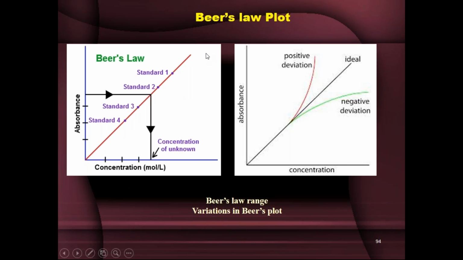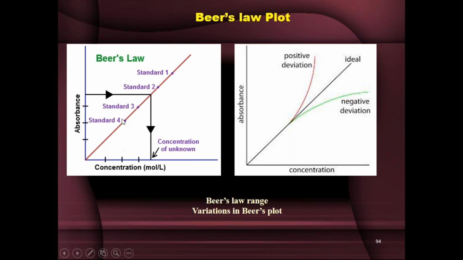Now, like I told you, this is the ideal Beer's plot. That is a straight line passing through the origin, which shows absorbance is proportional to concentration. Because you could have a straight line parallel to the x-axis, and that is not showing absorbance is proportional to concentration. So that's not an ideal Beer's law.